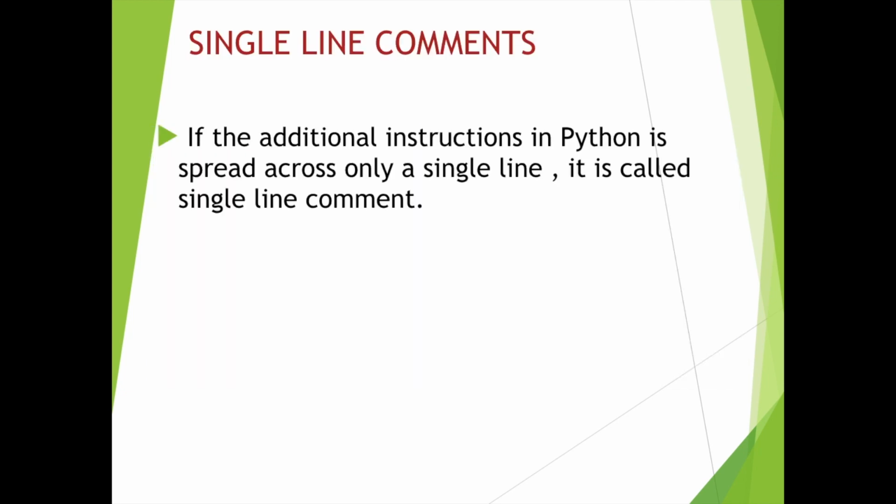Let's go to single line comments, the theoretical part of it. If the additional instructions in Python are spread across a single line, it is called a single line comment. So whatever additional comments you want to give, if it is spread across only one line, it is known as a single line comment. It is denoted by the hash symbol. So there is a symbol both for multi-line comments and single line comments. If you want to give a single line comment, the symbol used is the hash symbol.